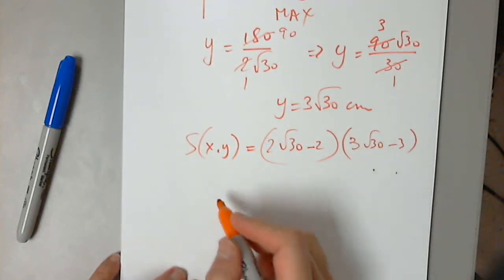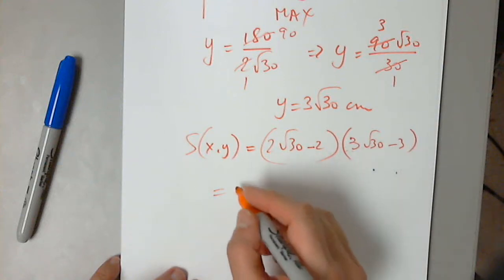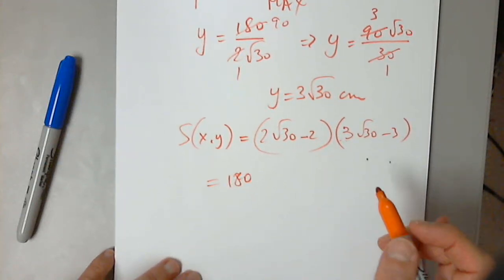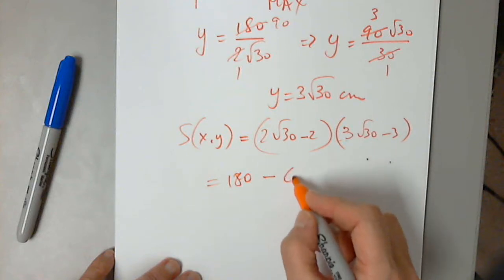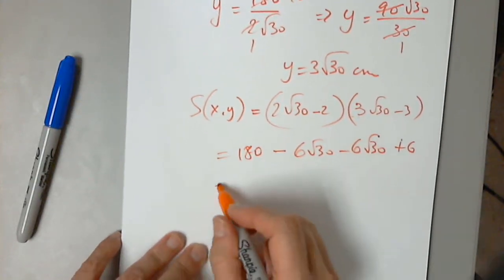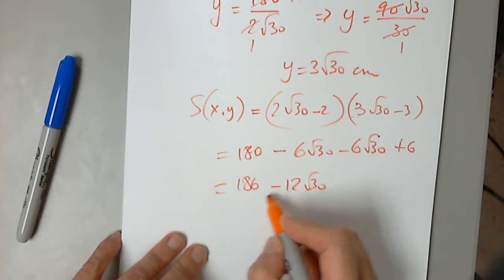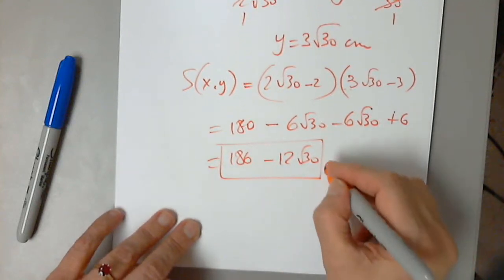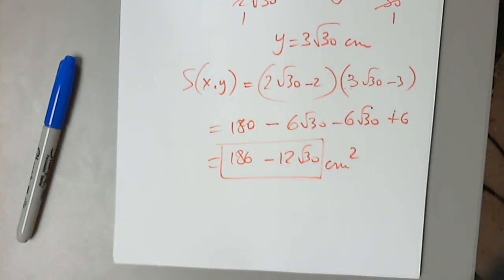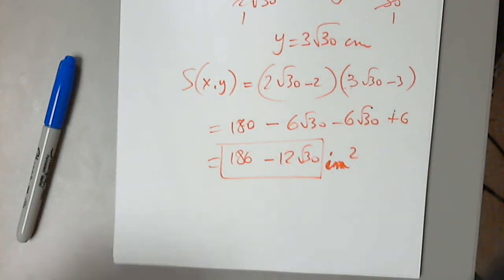So if I multiply, let's see what happens. The exact will be 6 times 30. Of course, it's 180. We knew that. And this is minus 6, the square root of 30, minus 6, the square root of 30, and of course plus 6, we knew that. 186 minus 12, the square root of 30. This is the exact, and in centimeters, I think it was, no, it was inches, right? Yes, sorry about that, inches squared.